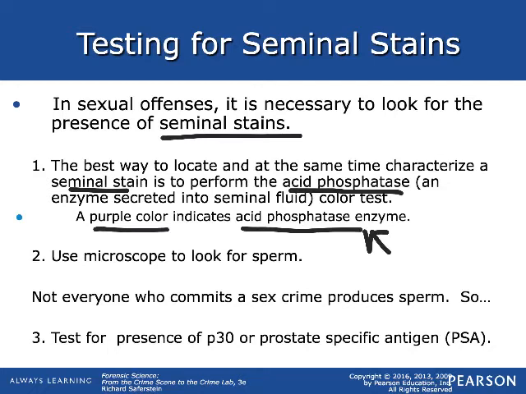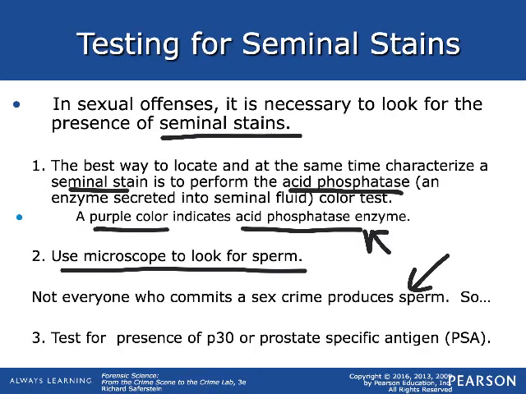Okay, so one of the things you could also look for is you could make a slide and look for sperm. Then another variable that comes in is that not everyone who commits a sex crime makes sperm. So they could ejaculate and there might not be any sperm in there. It just might be semen. So you can also test for a protein.